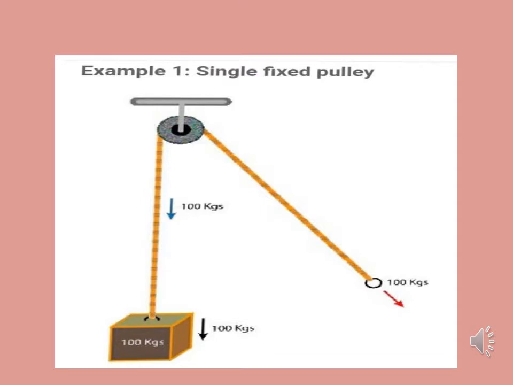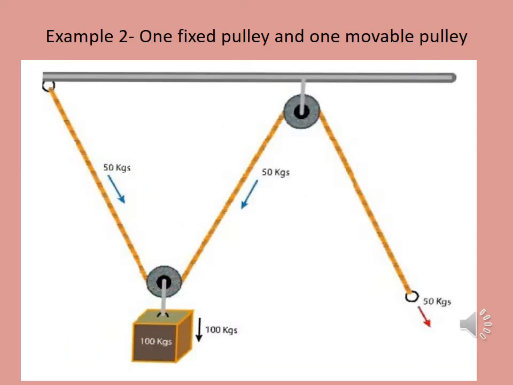Here are some examples of pulleys. Example number 1 is a single fixed pulley. As you can see in the picture, the weight is carried by a single pulley only. It means that if the weight is 100 kg, then the person has to put in effort equal to 100 kilograms.